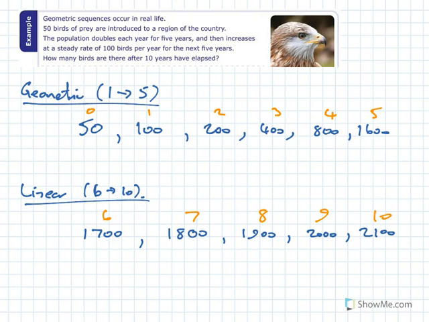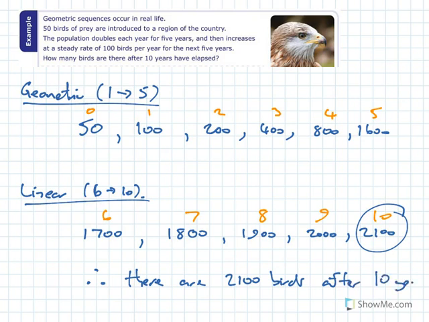Okay, so I've written this all out, and I just need to make sure that I write this down somewhere. It's a question which is in context, so I need to give an answer which is back in context. So I can use a connector which is therefore. 3 dots means therefore. Therefore, there are 2,100 birds after 10 years.